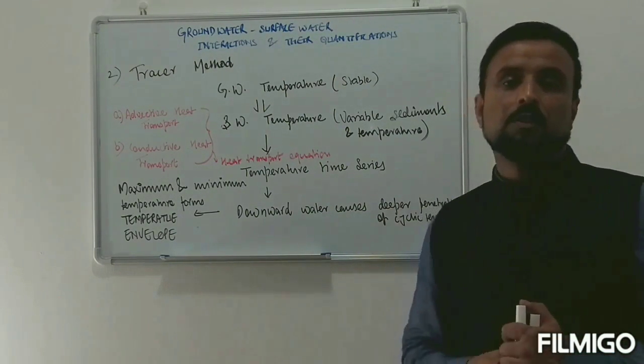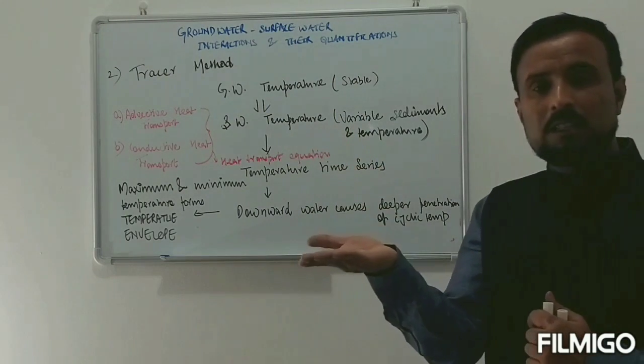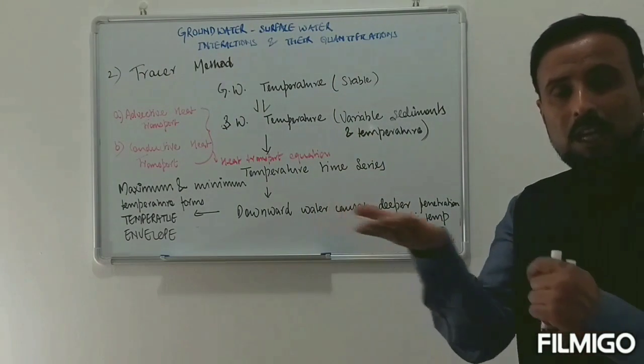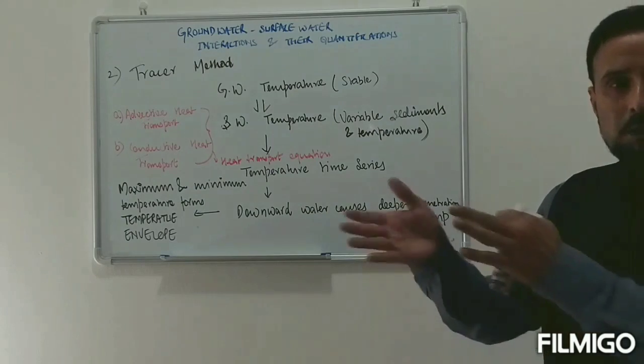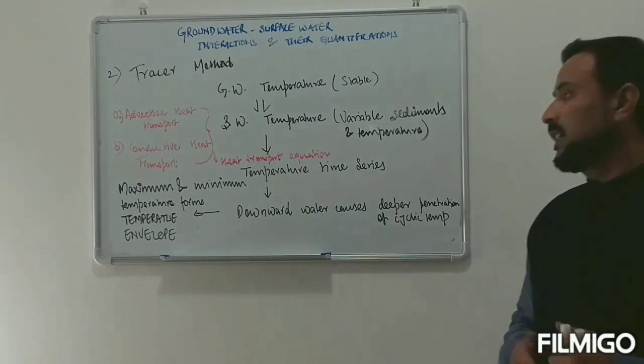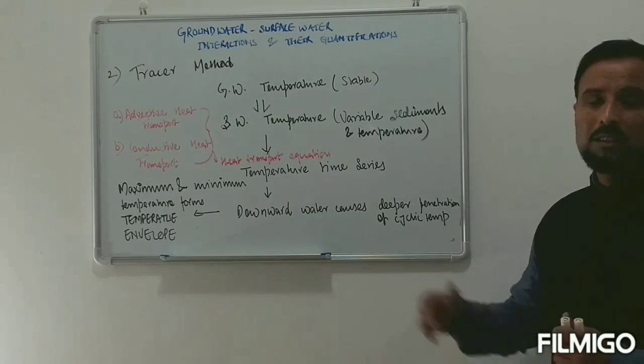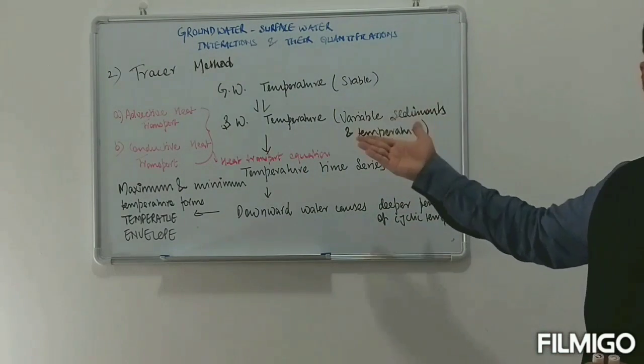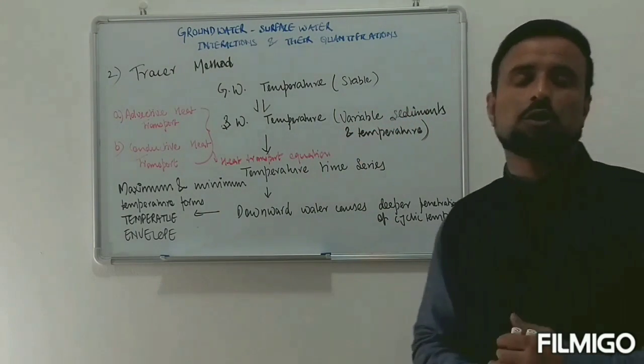This temperature series, the change in the temperatures, is recorded in series. This makes a temperature envelope, and this can be calculated by a heat transport equation, right? This is the method that I explained here, the heat tracer method.